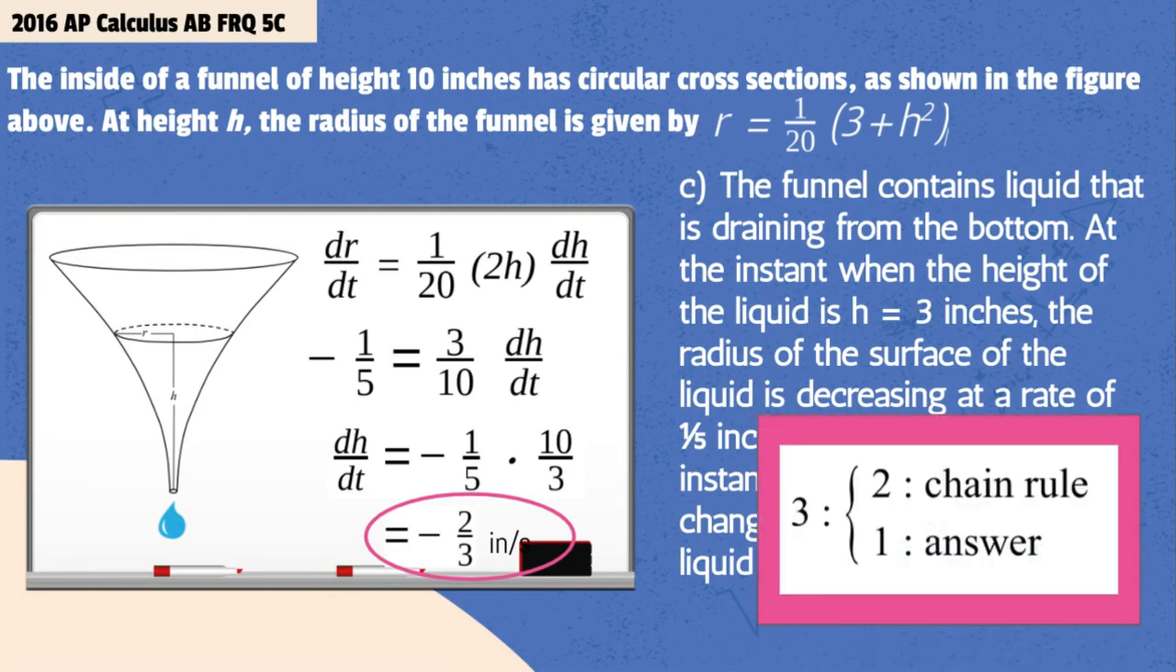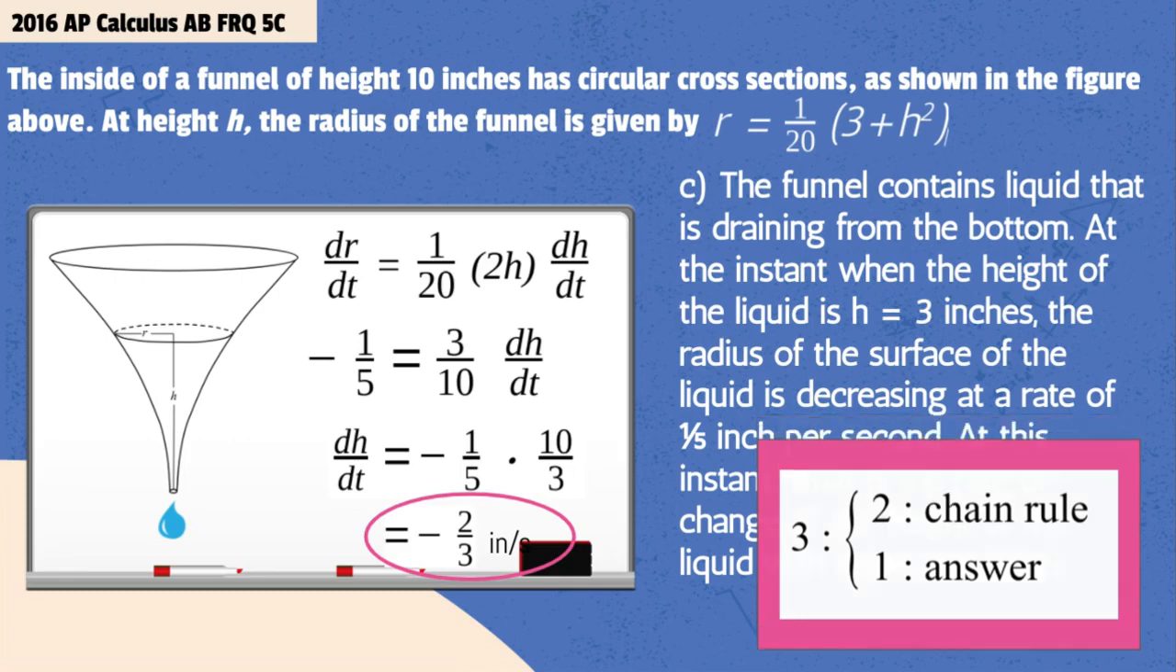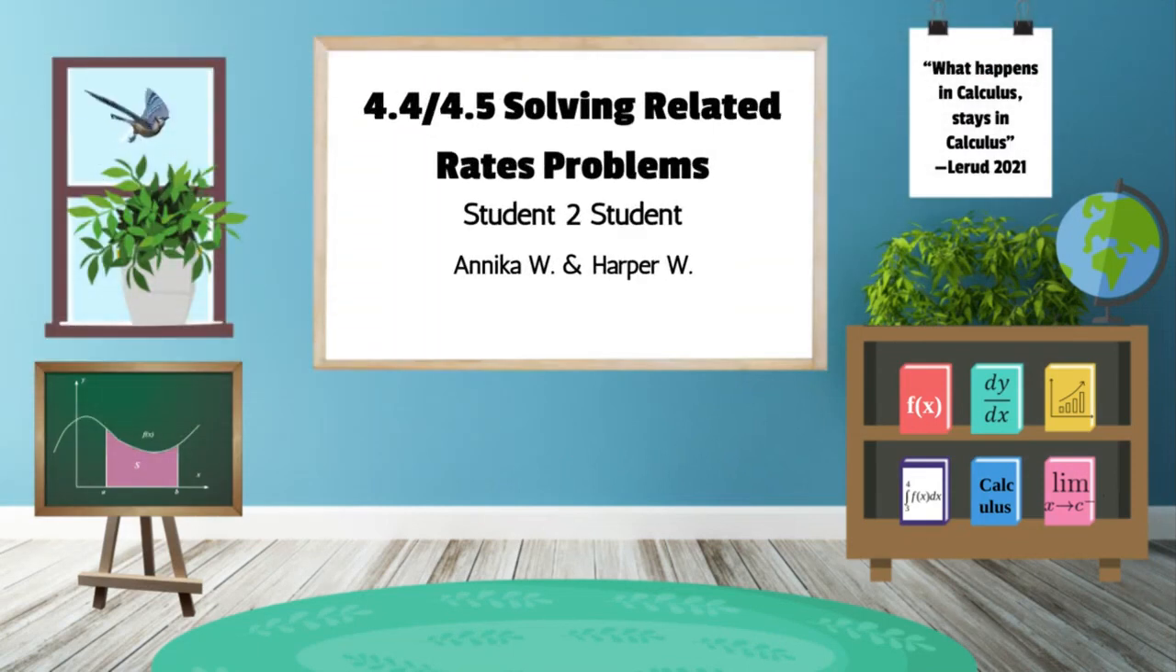If we're looking at the scoring guidelines, we can see that there are 2 points given for the chain rule. Just for using the chain rule correctly, you get 2 points. So it's important to remember when taking derivatives to use the chain rule. Otherwise, you could lose a lot of points. You also get 1 point just for your answer. This was 4.4 and 4.5, Solving Related Rates. We out!